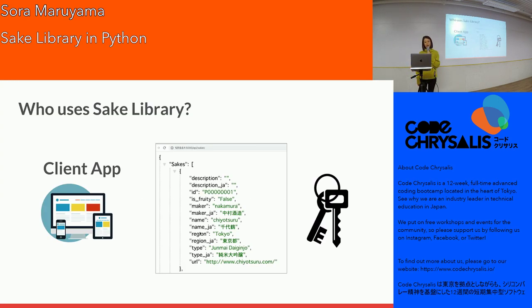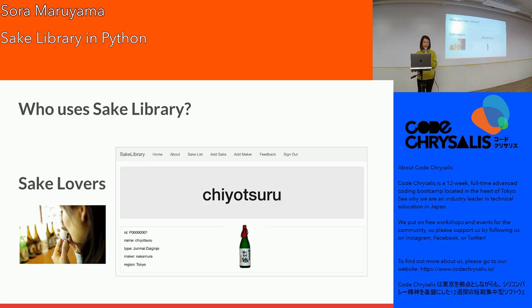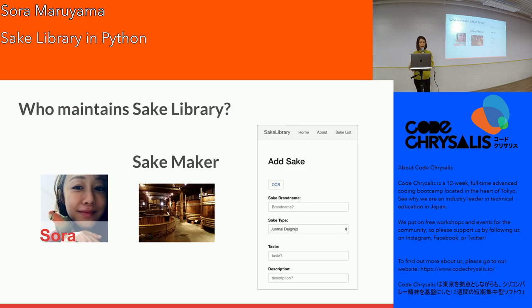So who uses Sake Library again? Client app owners. I want to provide raw data, and also, very importantly, a token to access my database. And of course, since I am planning to host all kinds of sake data that exist in Japan, I also want to make it visible on my client front end so that consumers can explore new sakes. I am responsible for maintaining the sake data, expanding its coverage as well as its accuracy. I have to work hard.